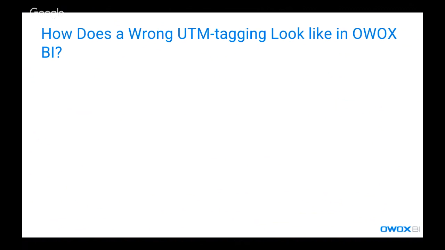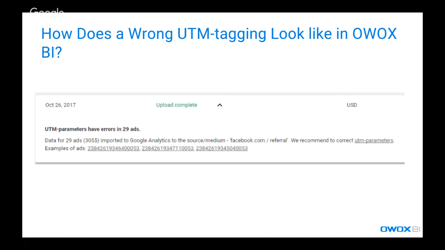To help you find incorrect links, especially if you have several advertising sources with hundreds of ads, we have created an automatic check in OWOX BI. If you set up your cost import, we will automatically check each link before upload. And if we find wrong links, you will see the following message and have the opportunity to visit the advertising service to fix it from this service.